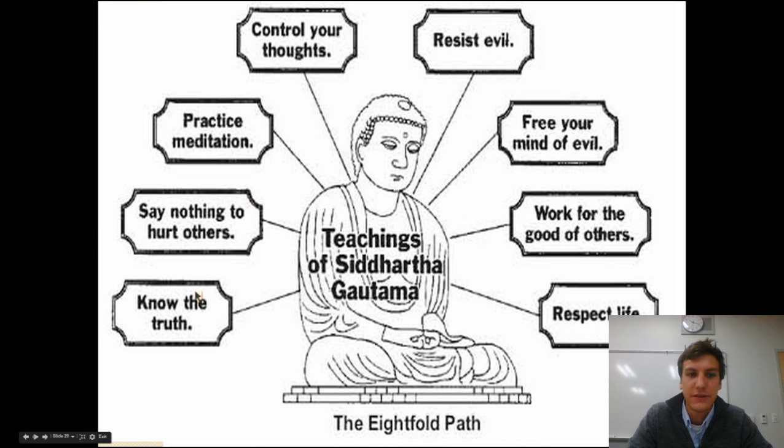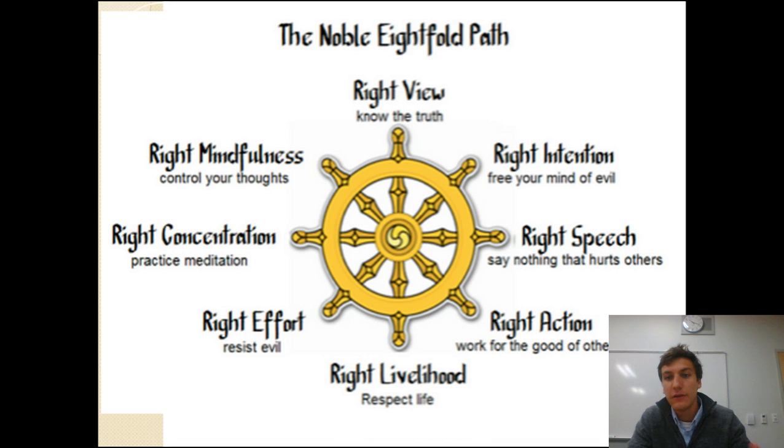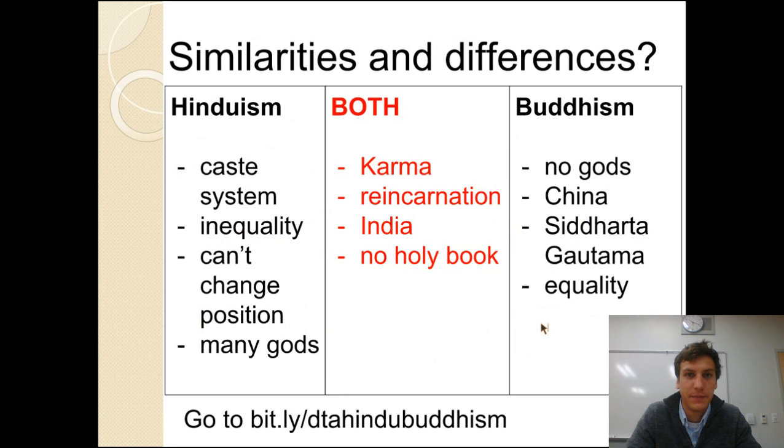So these are the Eightfold Path. You'll often see there's a picture of the Buddha, and these are all the things that you could do. Know the truth, say nothing to hurt other people, practice meditation, control your thoughts, resist evil, free your mind of evil, and work for the good of others, and respect life. That's the Eightfold Path that you need to take to reach nirvana. Here's another way of viewing it. You'll often see this icon right here that symbolizes the Eightfold Path of Buddhism.